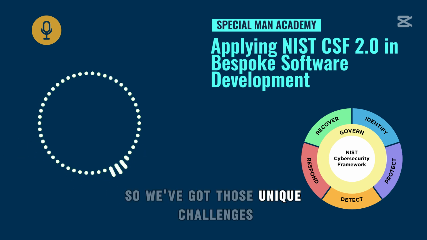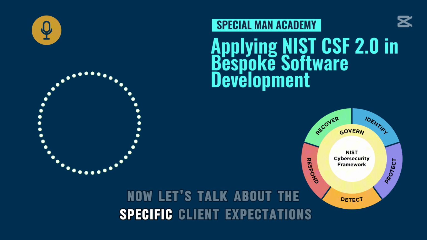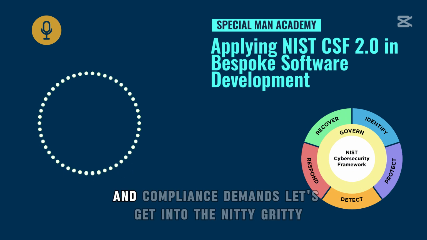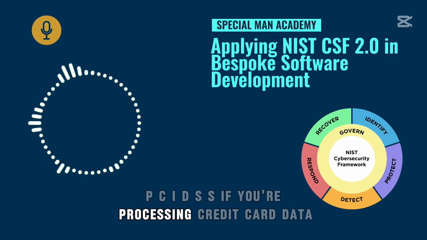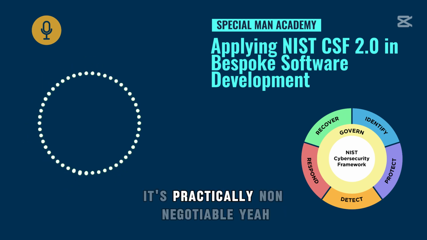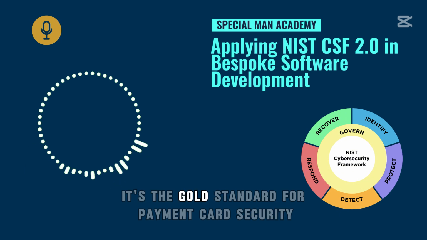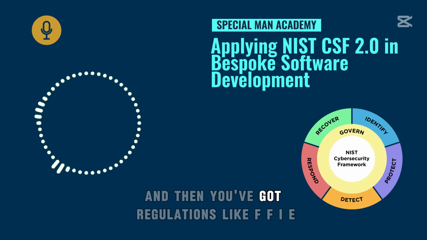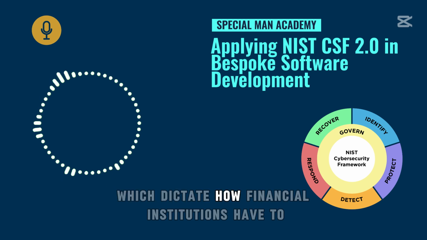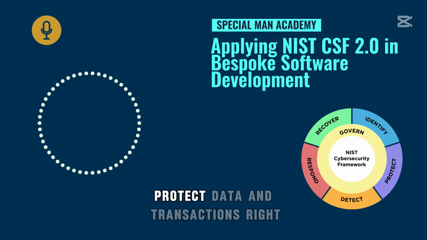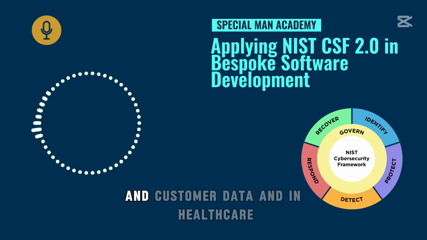So we've got those unique challenges. Now let's talk about the specific client expectations and compliance demands. Let's get into the nitty-gritty. In finance, for example, PCI DSS, if you're processing credit card data, it's practically non-negotiable. Yeah, it's the gold standard for payment card security. And then you've got regulations like FFIEC and SEC, which dictate how financial institutions have to protect data and transactions. Right, they're all about safeguarding financial systems and customer data.